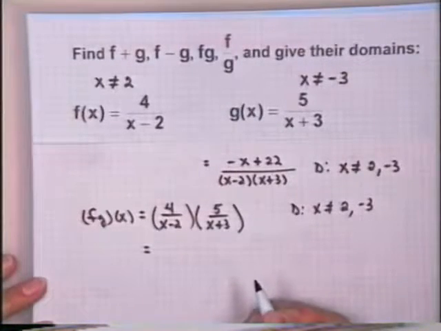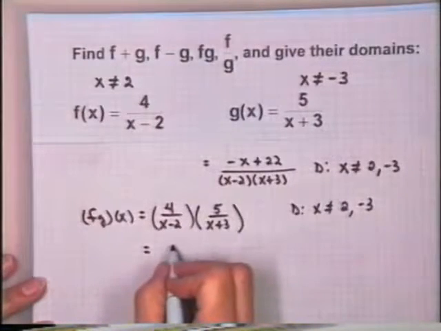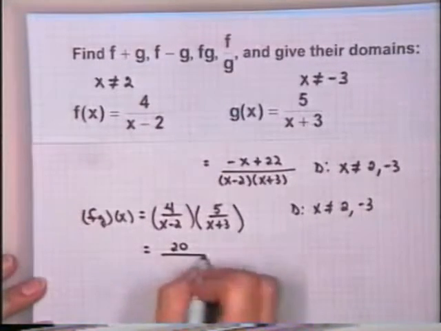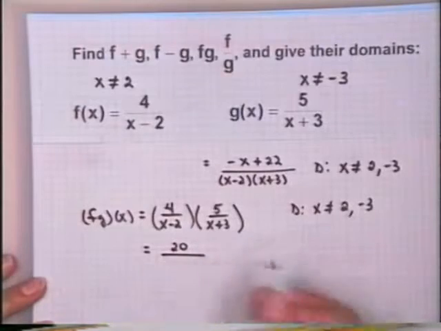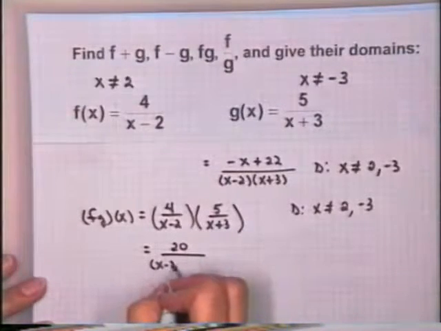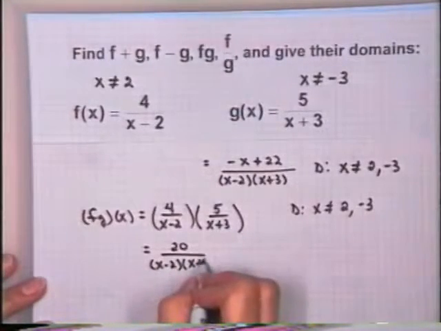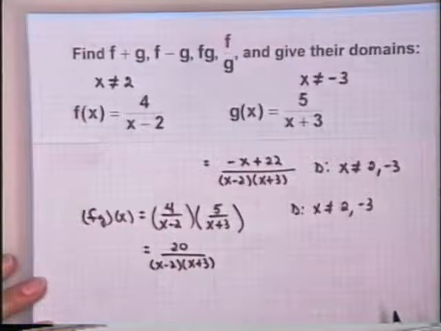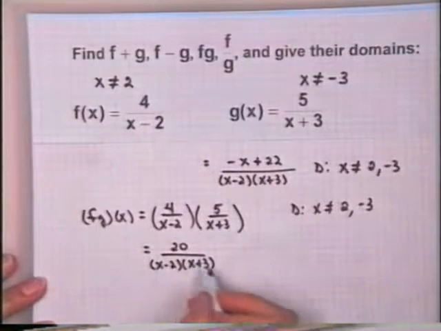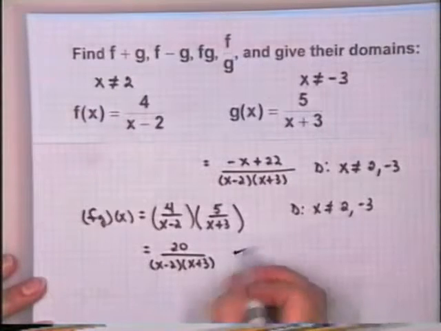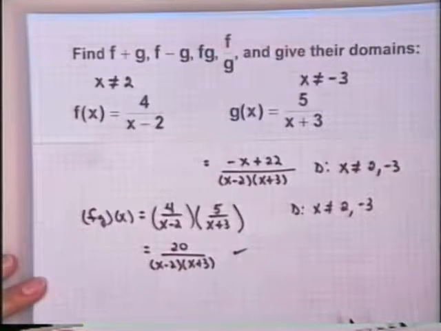When we multiply fractions, recall we just multiply numerators together, so 4 times 5 is 20. And we multiply denominators. Now here, I'm just going to leave this in factored form because we usually do that with our rational type functions. You could, of course, do FOIL here and multiply this out if you wanted to, but this is an okay form to leave this product of our two functions.